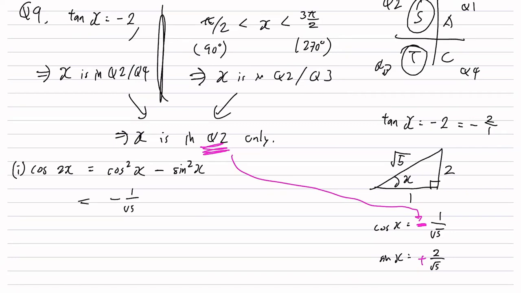Negative 1 over root 5 bracket square minus 2 over root 5 bracket square. Luckily, there's a square here. So even if you forgot to put the minus sign over here, you square it, the value will still be the same. At the end of the day, you just get 1/5 minus 4/5, which is negative 3/5. Okay, very good. Now, how about part 2?